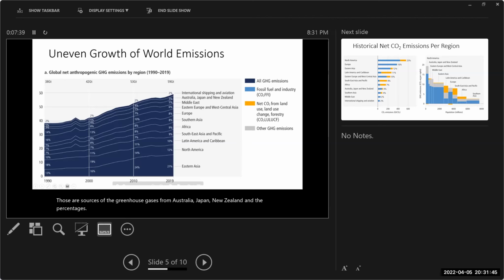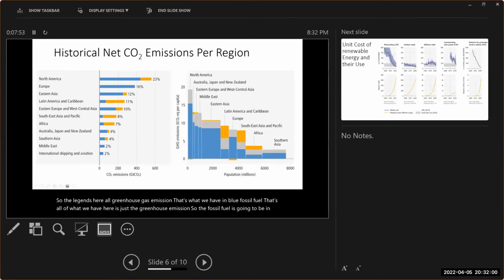So the legend here, all greenhouse gas emission, that's what we have in blue. Fossil fuel, okay, all of what we have here is just the greenhouse emission. The fossil fuel is going to be in the next slide. Okay, good. So here we have net carbon dioxide emission per region, that is per region of the world. North America, yeah, we are the ones producing the largest percentage of these greenhouse emissions, followed by Europe, Eastern Asia, Latin America. And these are all the sources, international shipping and aviation.